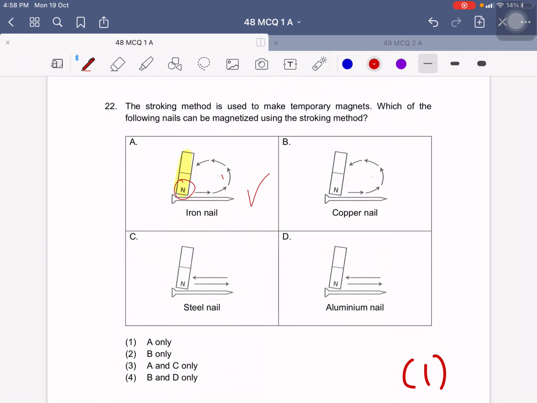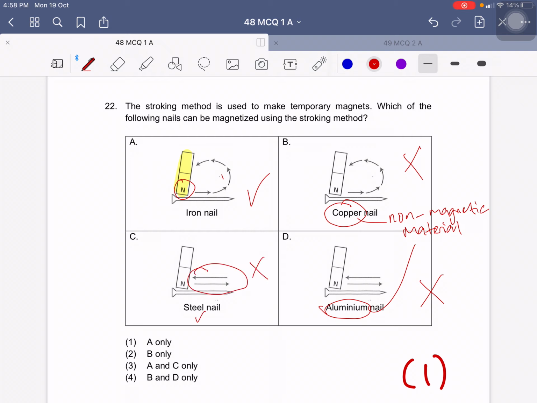Okay, and how about this B? Well, the difference here is instead of using the iron nail, which is a magnetic material, copper is a non-magnetic material. Okay, aluminium is also the same. So cannot choose B, cannot choose D. Alright, then how about this option C? Now steel can, alright, but this arrow shows the direction. They are not moving in a circular path. So C is wrong. So answer is 1.